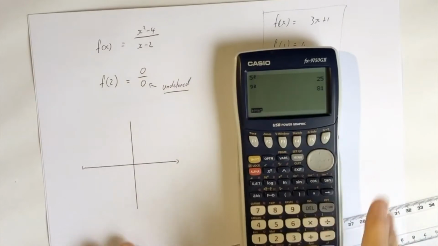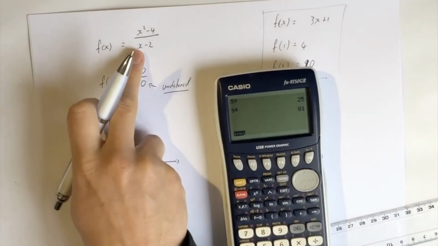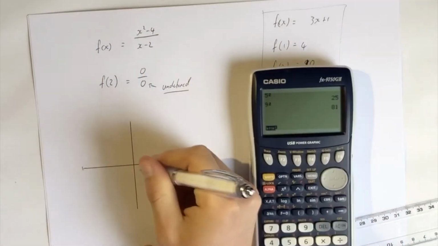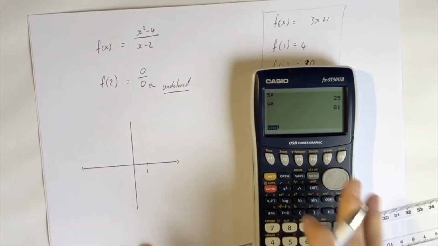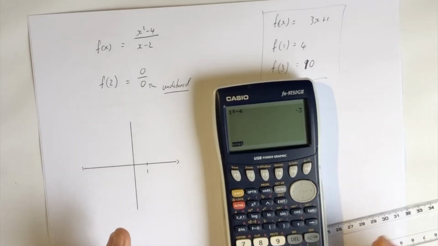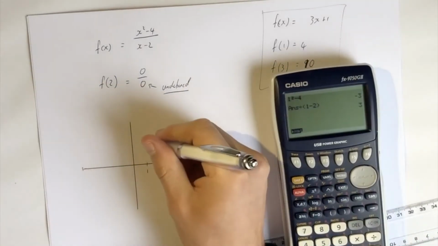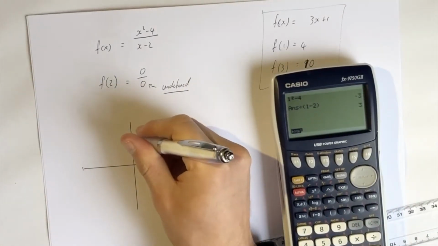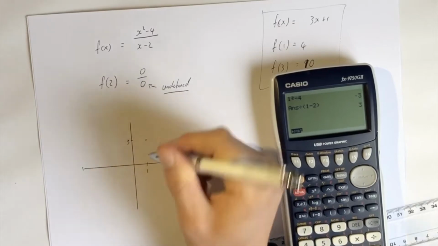Let's go when we're at 1. When x is 1, what happens? Well, we get 1 squared minus 4 on top, negative 3, divided by 1 minus 2. So we go to 3. So we're up here somewhere at 3.